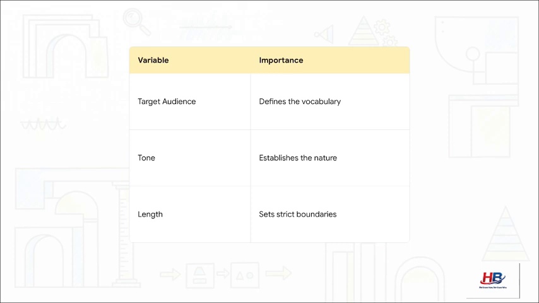You have to tell the AI the nature of the speech. Is this an urgent rallying cry, a sober briefing? Lay it out. And finally, length. This sets strict temporal boundaries. By explicitly saying, I need a 2-minute introduction, you ensure the AI doesn't just ramble into a 20-minute manifesto. You've got to feed it all these variables to build a script that actually survives in the real world.